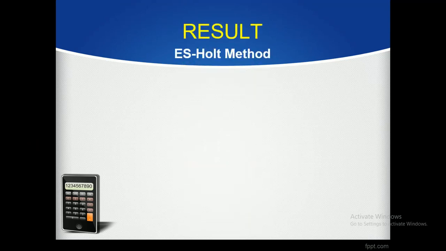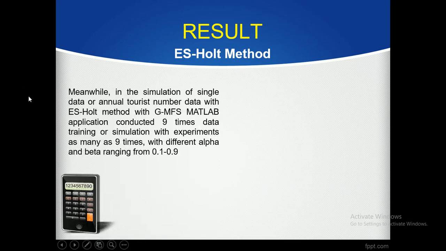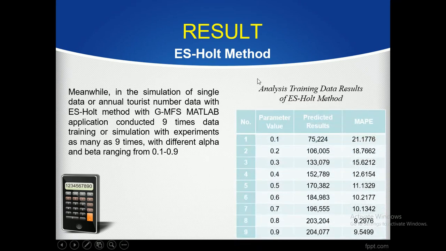Next, from that simulation we get the result about ES-Holt method. In the simulation of single data or annual tourist number data with ES-Holt method with GMFS application, we conducted 9 times data training or simulation, experiment as many as 9 times with different alpha and beta ranging from 0.1 until 0.9.